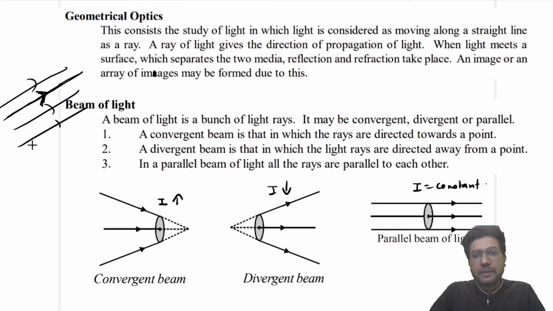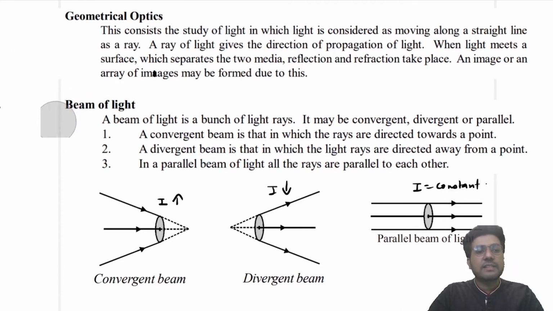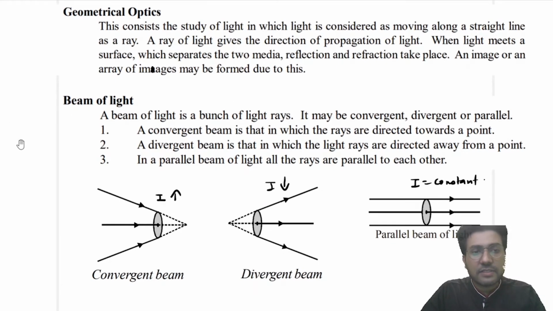Now when light strikes any optical instrument, it can be any surface which separates two media, or you can say the interface of two media, then there can be reflection, there can be refraction. So light can transmit or get reflected back into the same medium. An image or an array of images may be formed due to this. We will discuss what an object is, what an image is, and how images are formed in detail in the later part of this chapter.